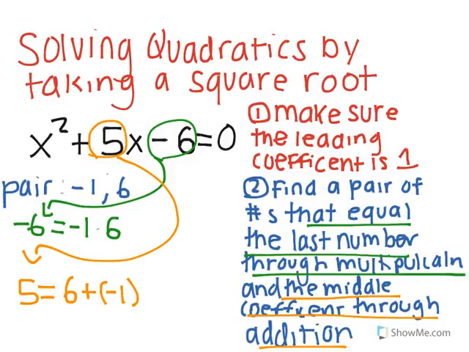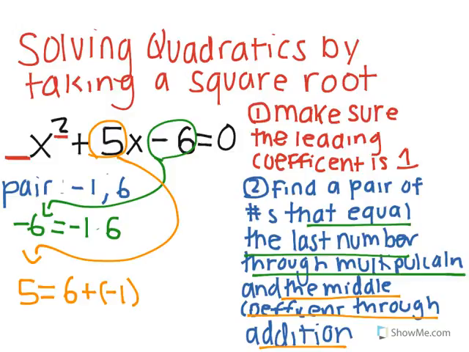Okay, so first off, our first step is to make sure the leading coefficient is 1. The leading coefficient is the number that goes in front of the term with the highest power, and in quadratics, that's the squared. So the number that comes in front of the squared x is our leading coefficient. And since there's nothing there, we know it's 1.